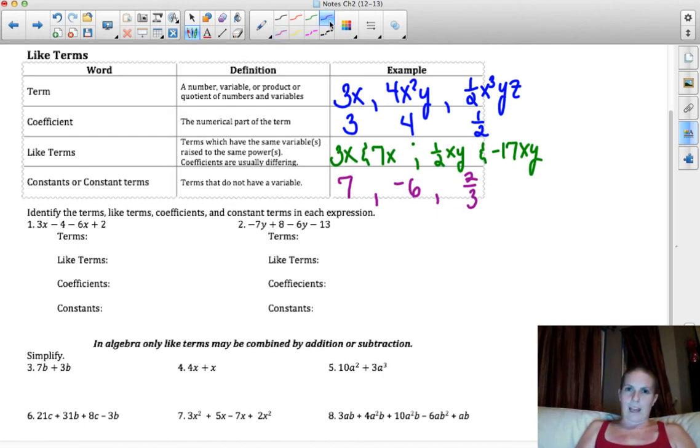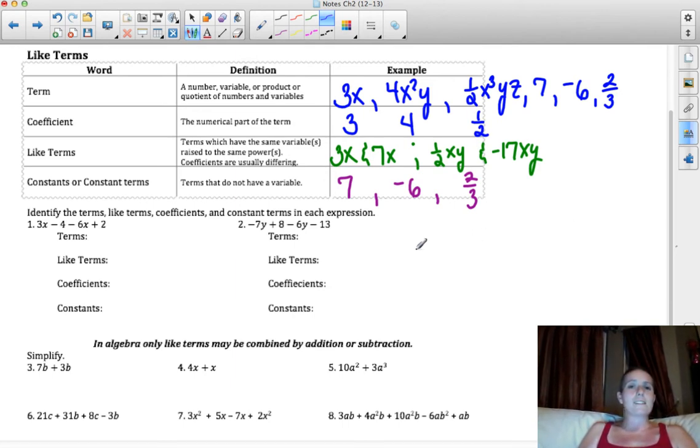I want to go back and add them to my terms list because in our notes, I don't want you to think that they weren't terms to begin with. So I added them to my list. This section actually is relatively easy, and it's relatively easy to see how to do these problems. The first is that we have to identify the terms, then tell which ones are alike, what are the coefficients, and what are the constant terms in each expression.